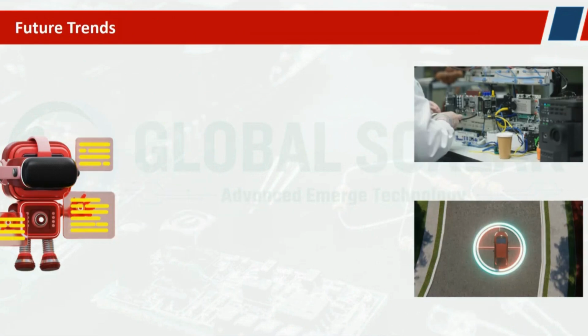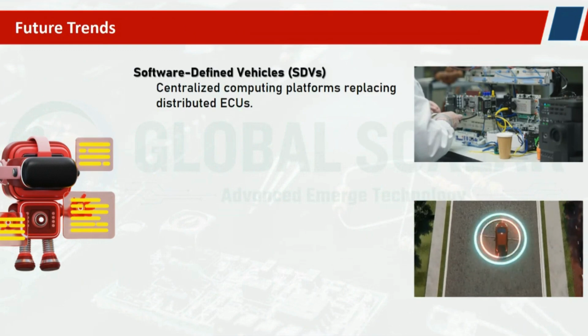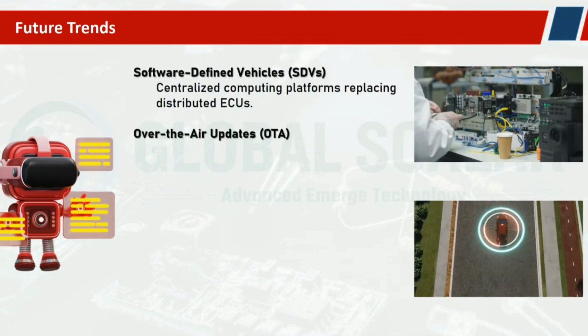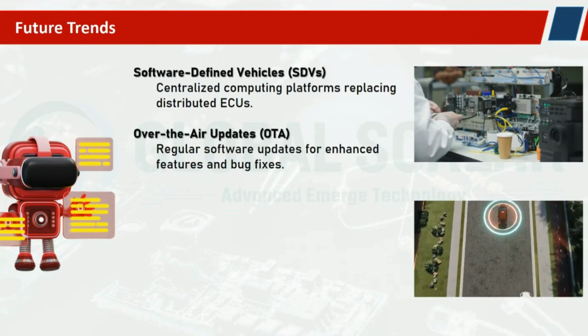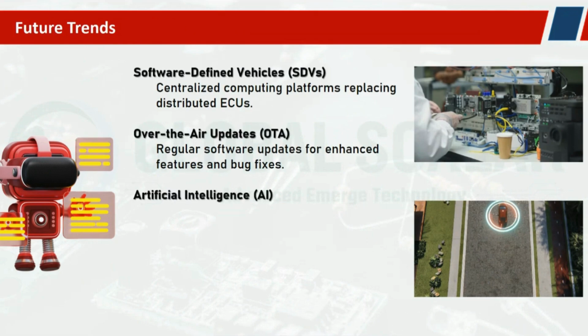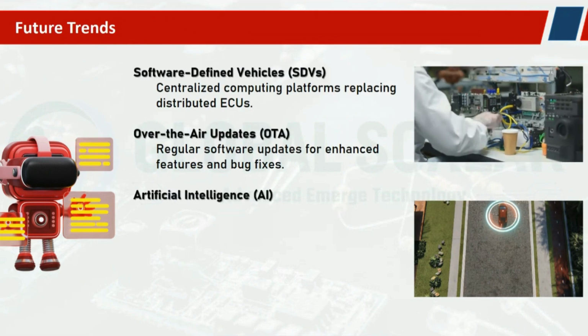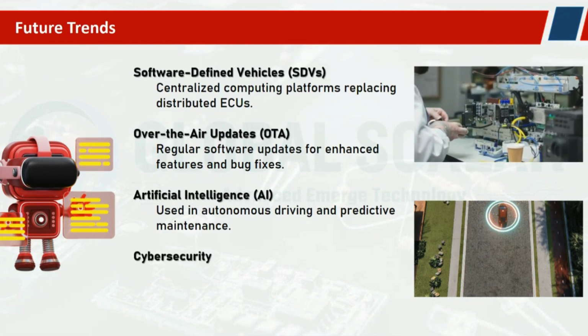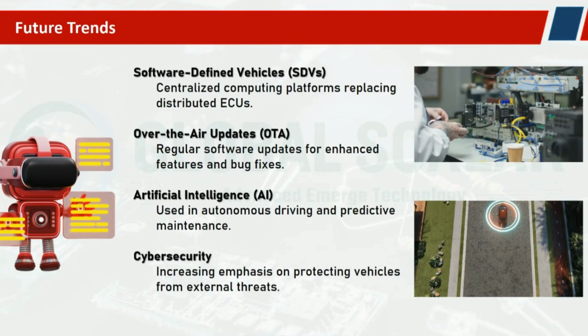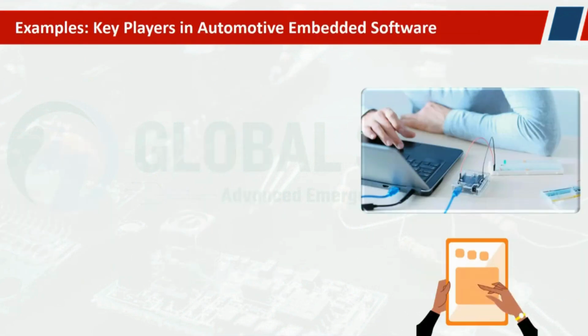And what are the future trends involved? Software-defined vehicles, SDVs. It will be a centralized computing platform that replaces the distributed ECUs, with over-the-air updates. It regulates software updates for enhancing features and bug fixes. Artificial intelligence is used in autonomous driving and predictive maintenance, and cybersecurity increases the emphasis on protecting the vehicle from external threats.